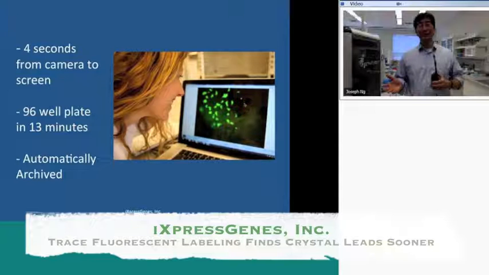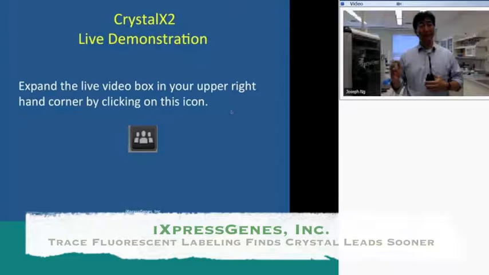So that's the motivation behind this, and for efficiency, it takes about 4 seconds to look at a well from camera to screen. So when we're looking at hundreds of these, this becomes much more efficient. In a 96-well plate, we could scan the entire plate in less than 15 minutes. So it's pretty fast. This type of automation can also be archived, so you can have hundreds of pictures that you go back and look at and evaluate.